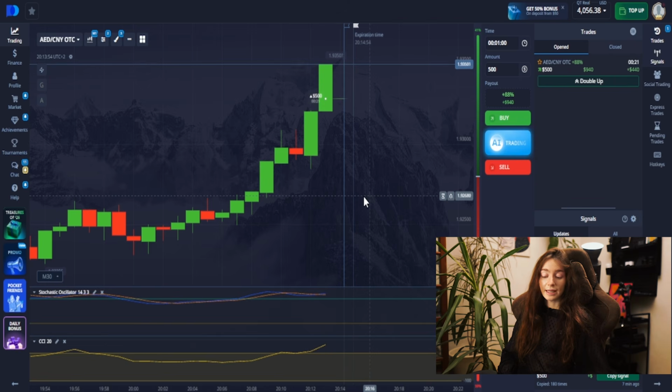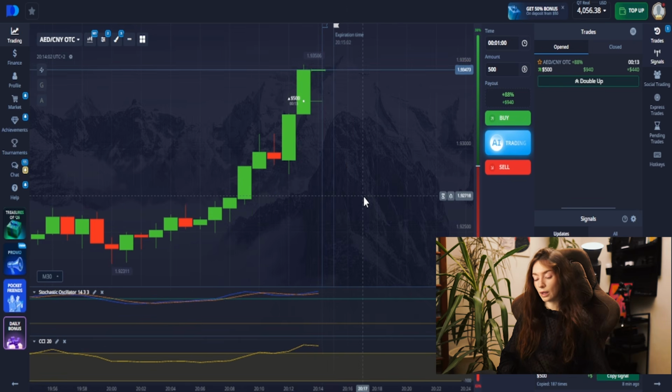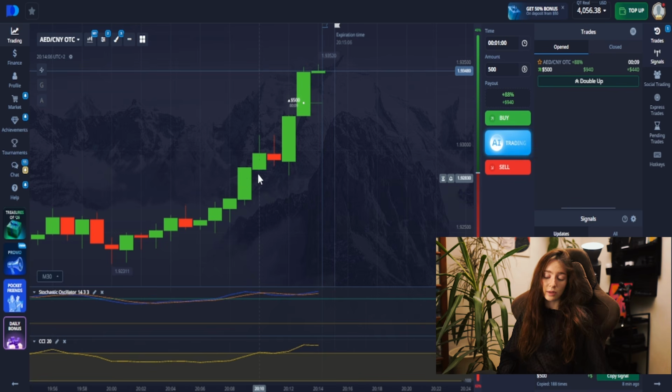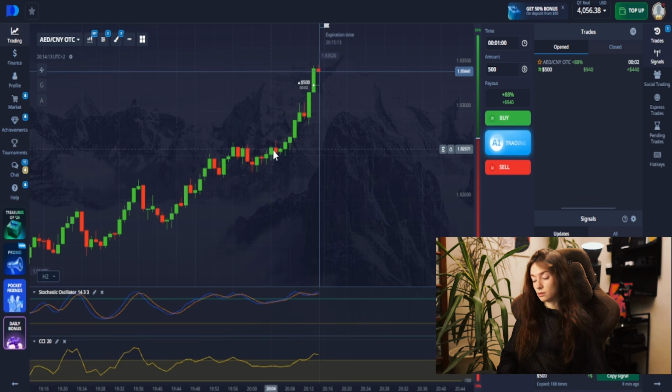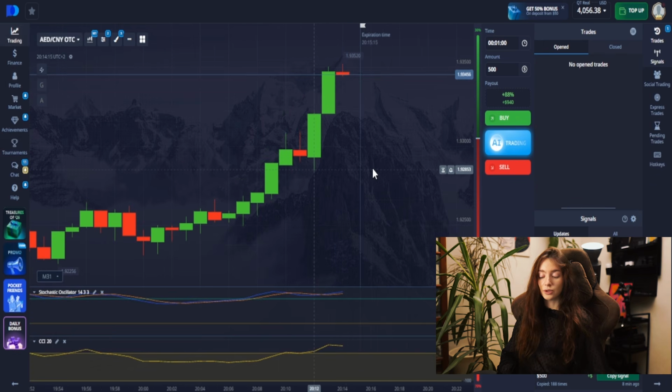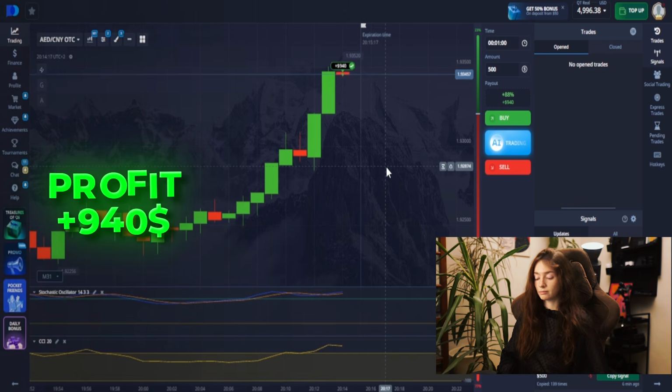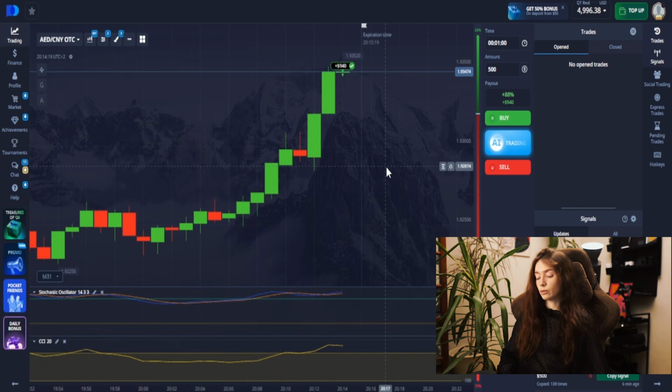Two indicators gave the entry signal, and the chart showed a clear trend. The pair is clear, the chart is clean, several bullish candles in a row, small pullbacks, but the trend continues. We traded with the trend and made profit. You see how simple this strategy is.